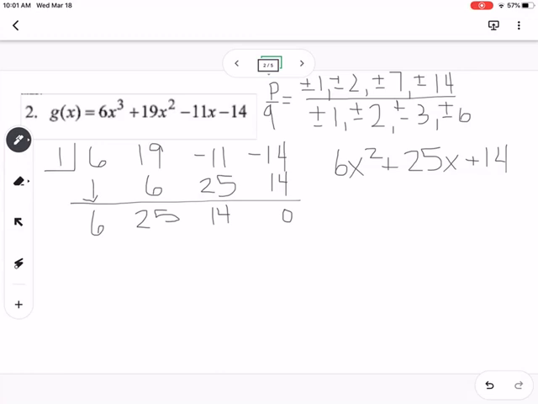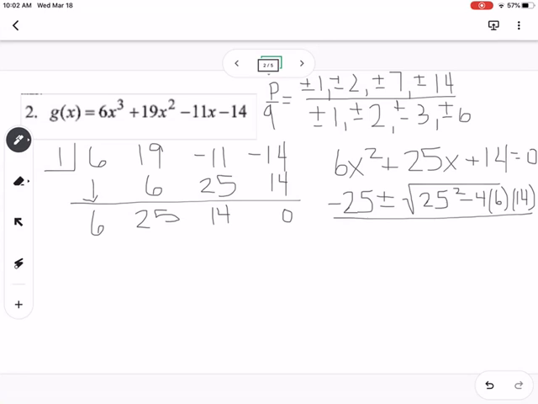We could use that other probable root to do synthetic division again. You could use the quadratic formula, which why don't I just practice that? So we'll have negative 25 plus or minus the square root of 25 squared minus 4 times a times c, all over 2a, which is 12. And remember, you could also factor this. It might take a lot of guessing and checking, so this way will always work.